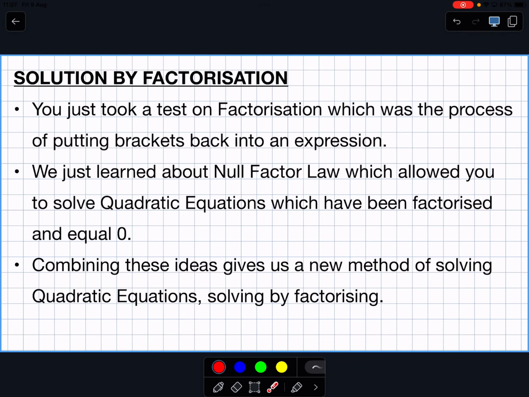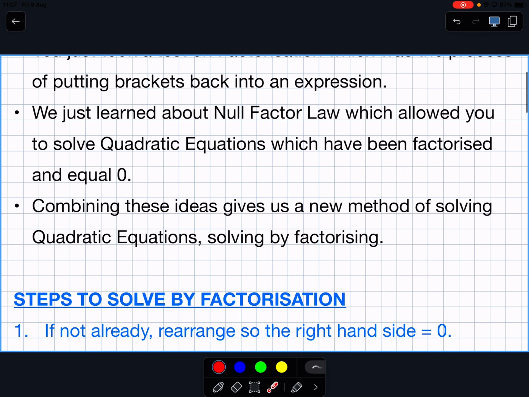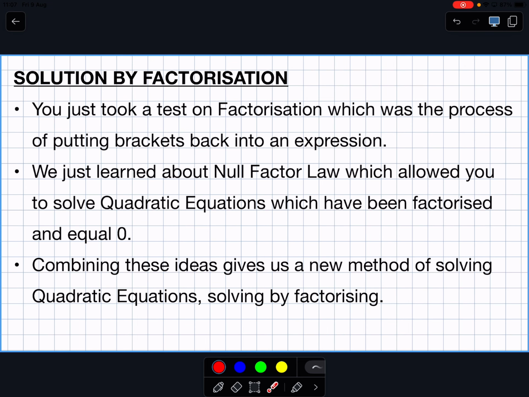That was putting brackets back. We just learned about something called null factor law, which allowed you to solve quadratic equations that were factorized if they equal 0. So if we combine those two ideas, maths is like a language. You can't just go straight into year 10 language unless you have year 8, year 9. Does that make sense? Like it's stepping stones. So I gave you stepping stones in this semester. We can solve some quadratic equations by factorizing.